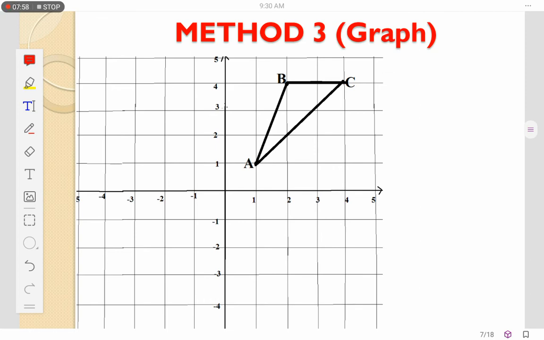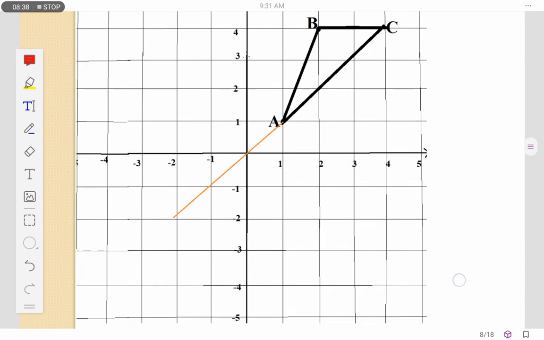So here I've drawn the graph of ABC, where we have our (1, 1) at point A, our (2, 4) at point B, and our (4, 4) at point C. For us to do the rotation through 90 degrees, what I do first is draw a line from each point, from A passing through the origin. I'll do the same for C and for B. Okay, like that. This is not that clear, so let me show you how I do it, which is more clear.